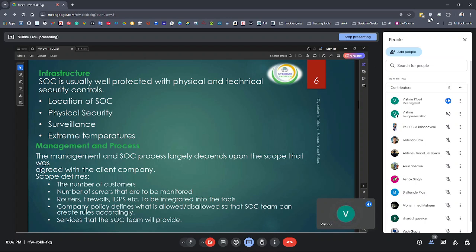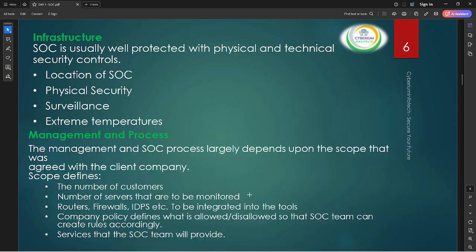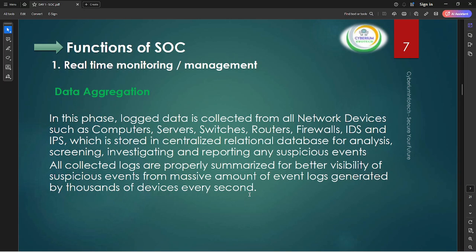Okay, so continue to our slide. There is something like management and process. After that, there is something like functions of SOC. There are many functions of SOC, but these are some important ones. First one is real-time monitoring. So SOC will monitor in real time. It means whatever you get on your network, you will see on your monitor screen.